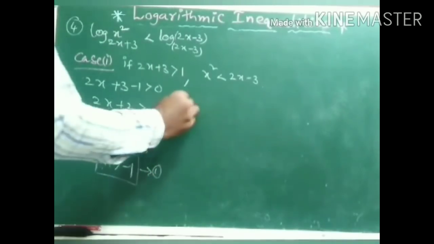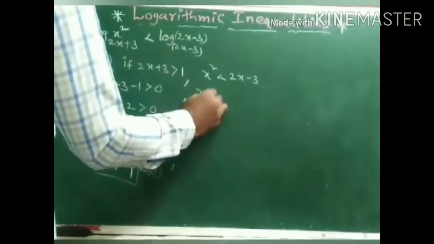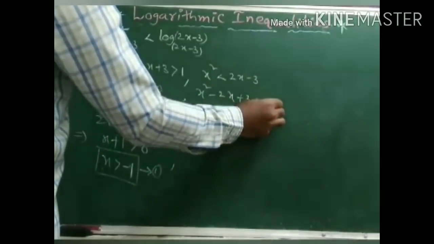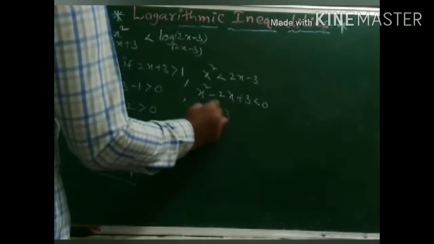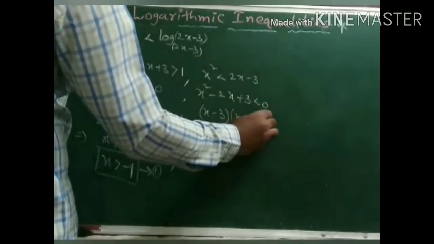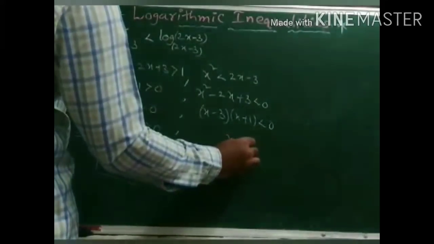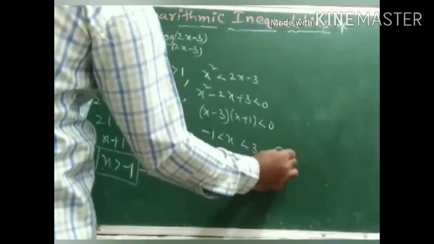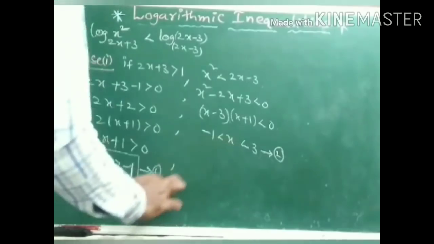And coming to here, we have one more condition also. If you bring these terms to one side, x square minus 2x minus 3 less than 0. So clearly it is a quadratic. Then the factors are, I think, x minus 3 into x plus 1 less than 0. Am I right? So the solution is x lies between minus 1 and 3. So this is the second condition. In this case, the solution will be the intersection of 1 and 2.